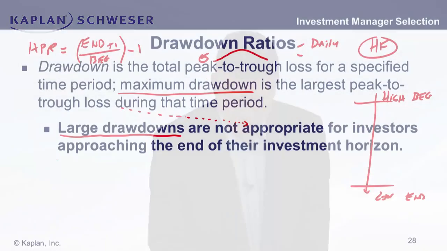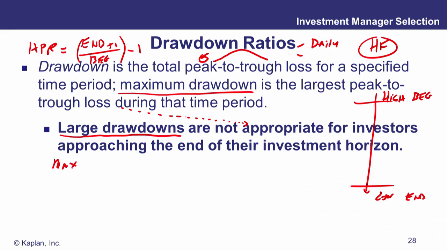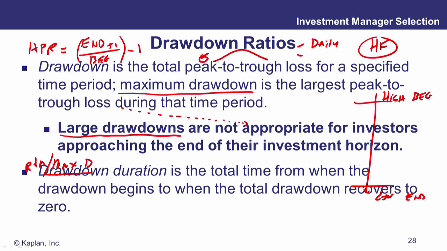Other thing you might want to think about here under drawdown ratio, think of it more as a ratio here. You might have the maximum drawdown here, for example, and then compare that perhaps with return. Return over the maximum drawdown, having more of a risk-adjusted return, if you like. Now, drawdown duration is the total time from when the drawdown begins to when the drawdown recovers.